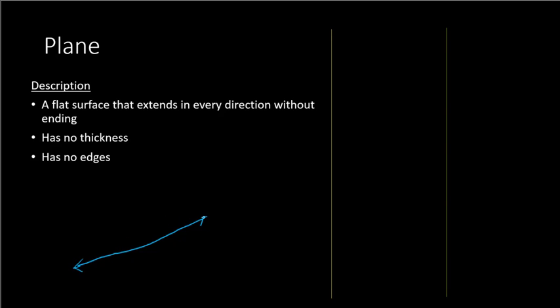And in real life, we don't really see that because, here on the Earth, everything we see has a definite beginning and ending point. All right, but in geometry, a line would go on forever and ever without ending.